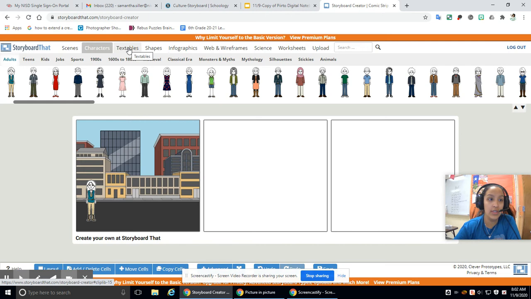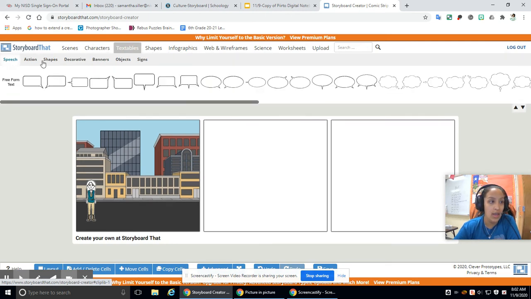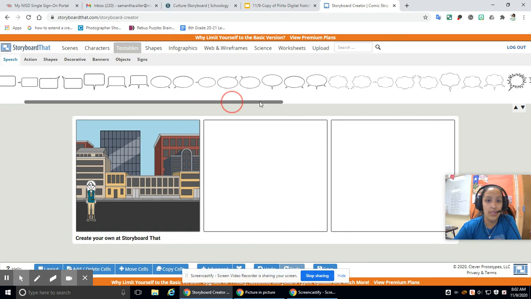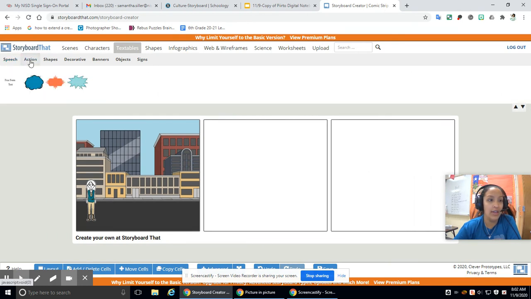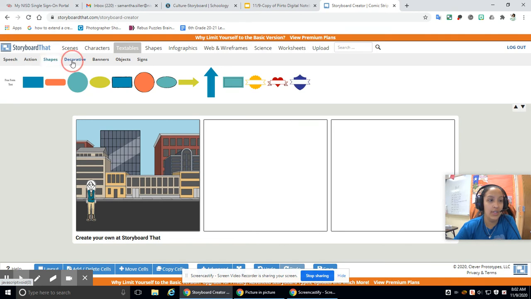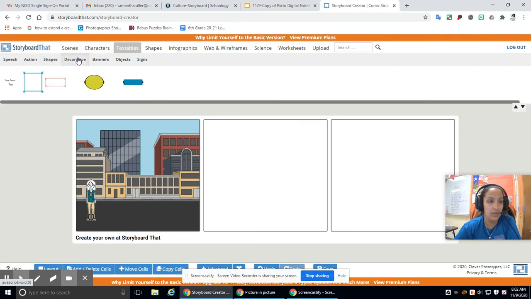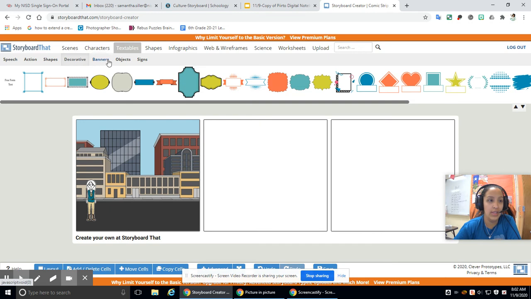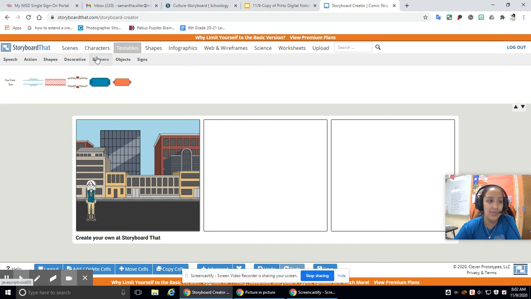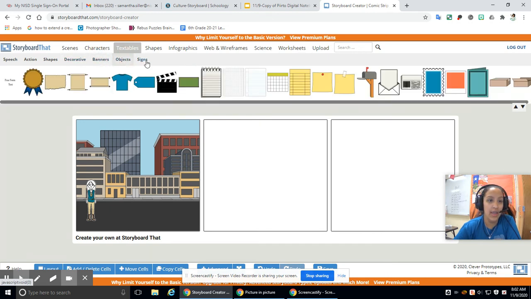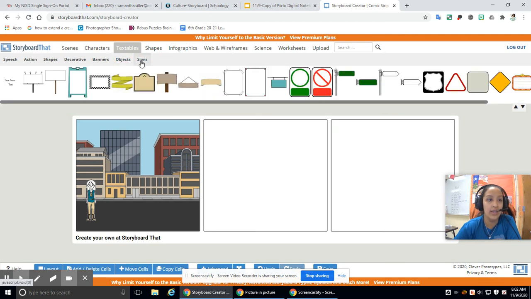Then you have your textables. So this is where you're going to put what you need to write into there. So you have speech, right? You have all these different types of bubbles. You have action. You have your shapes. You have decorative. They look a little bit fancier. Banners, objects, and then you have signs. So I mean, you could always put some stuff in there, but you will get caught up in this if you like doing things like this.